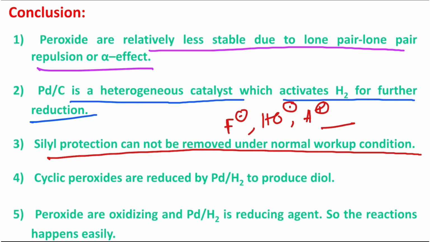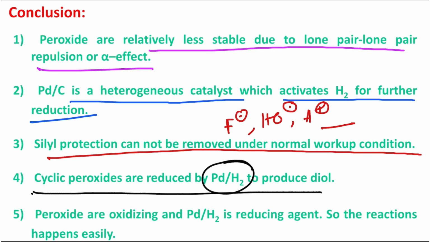And cyclic peroxides are reduced by palladium and hydrogen to produce this diol. Okay, and finally, peroxides are oxidizing and palladium hydrogen is the reducing agent, so the reaction happens smoothly. So this is the end of the discussion.